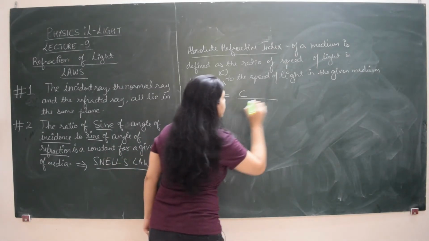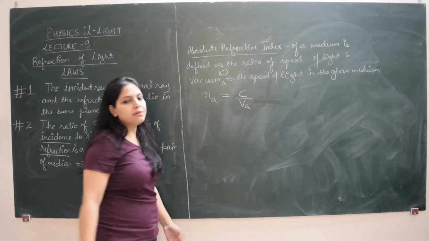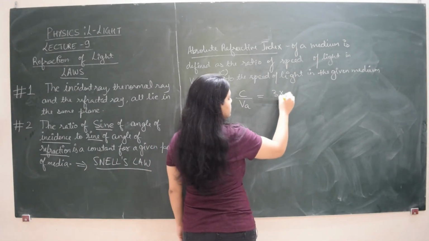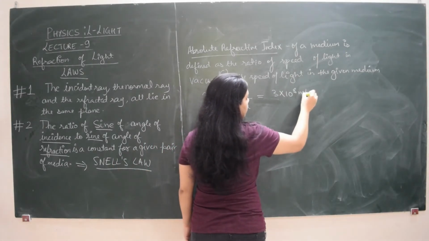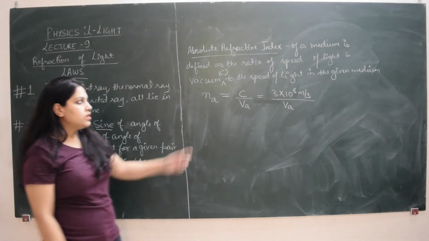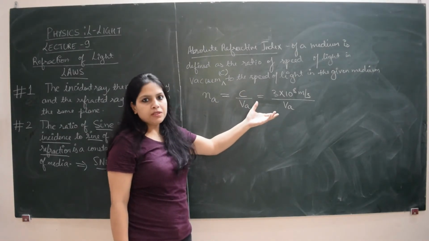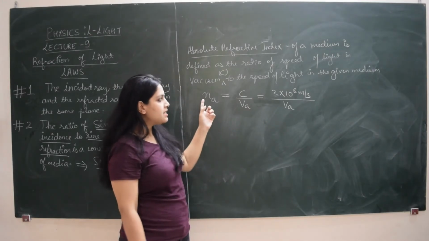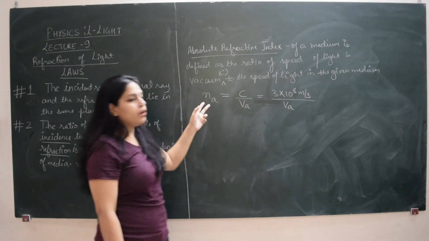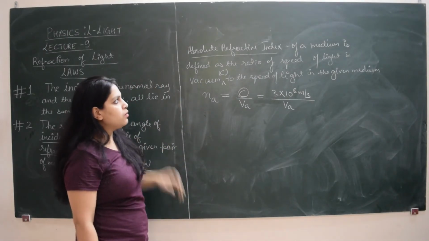In the numerator you get the speed of light in vacuum to the speed of light in the given medium. Given medium is A, so I have written VA, and you have to remember the value of C. It is a standard value, 3 into 10 to the power 8 meter per second. In this relation NA and VA are two variables. If either one of them is missing, you can find it using this relation. If NA is given, you can find VA. If VA is given, you can find NA, because the value of C is fixed. So this is absolute refractive index.